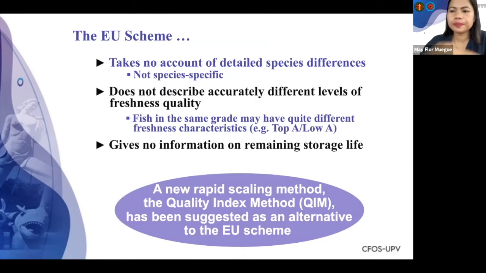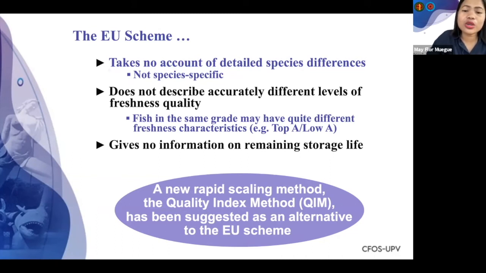However, EU scheme takes no account of detailed species differences. So, meron kasing magkaibang species, no? Pag ibang species na yung ginamit mo, parang hindi na applicable yung ganong scheme. Mag-iiba na naman yung way of evaluating the product. So, hindi siya species specific. Isang scheme lang siya, hindi sila nag-develop ng specific for certain species. General siya, yon yung term.